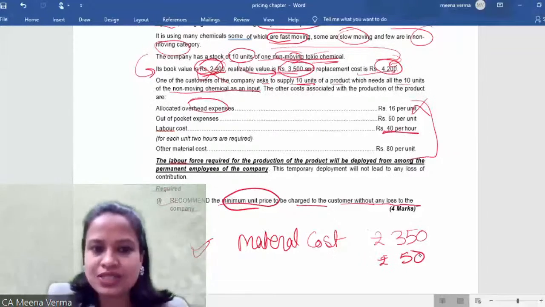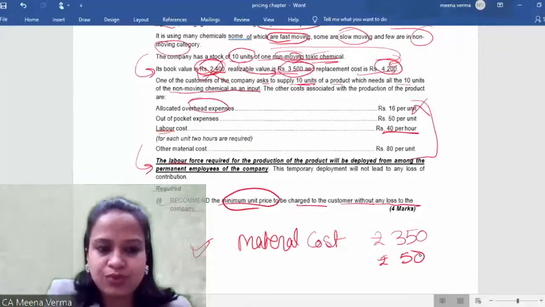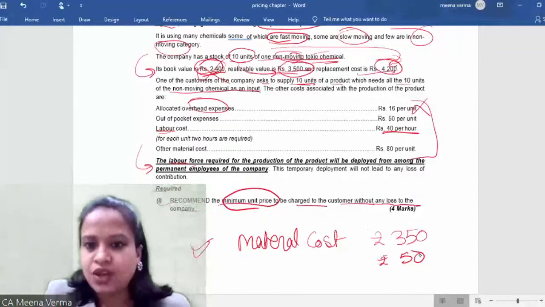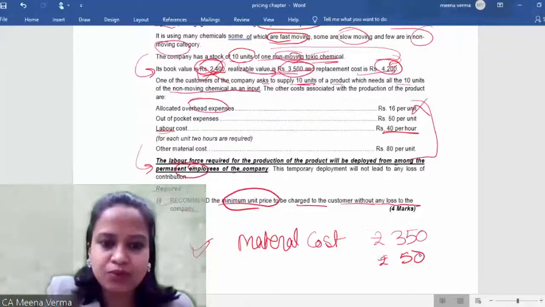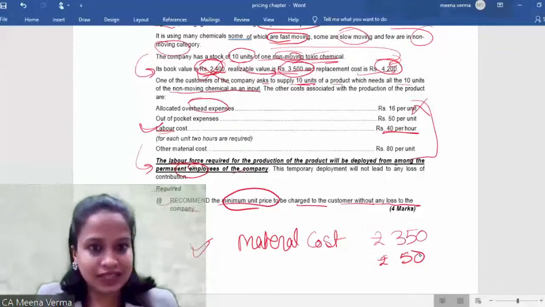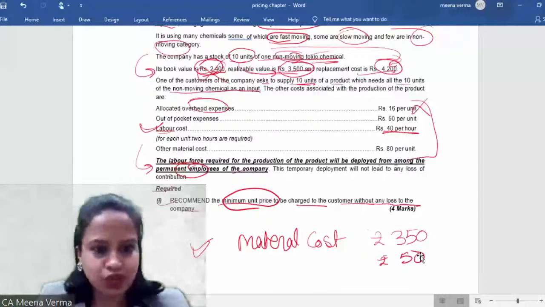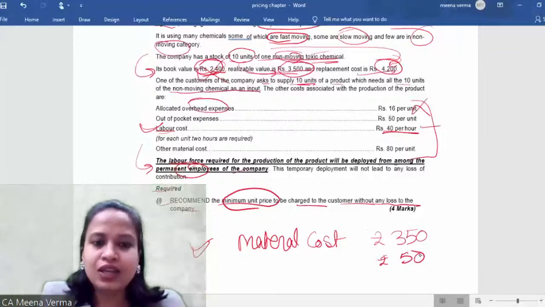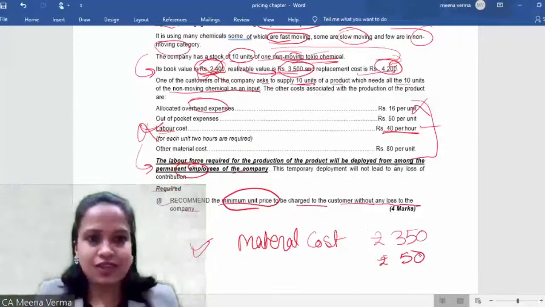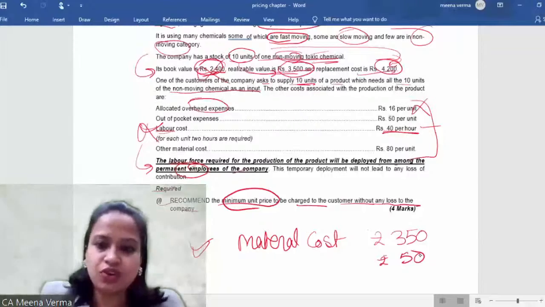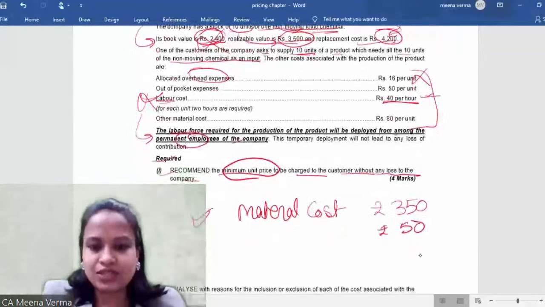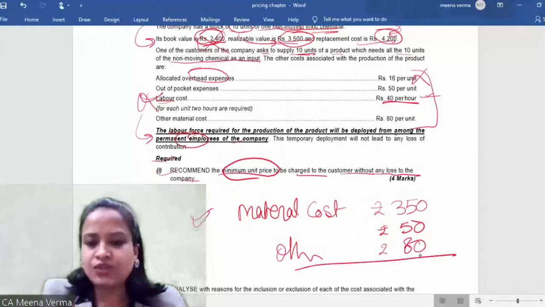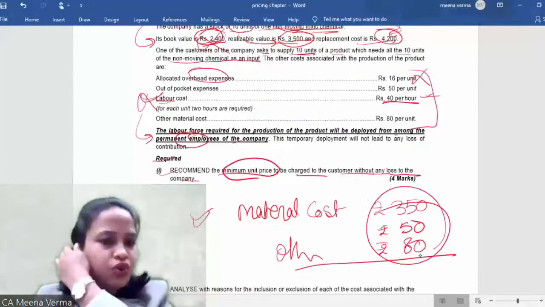Labor cost. For labor cost, they have given you information. The labor force required for the production of the product will be deployed from among the permanent employees. So labor here is permanent in nature, meaning whether you sell this product to the customer or not, the organization will have to incur the labor cost. Again, this labor cost is not relevant for taking this decision. We will not take the labor cost and we will consider other material cost, which is 80. In this way, this will be the minimum price the organization will quote for the product.